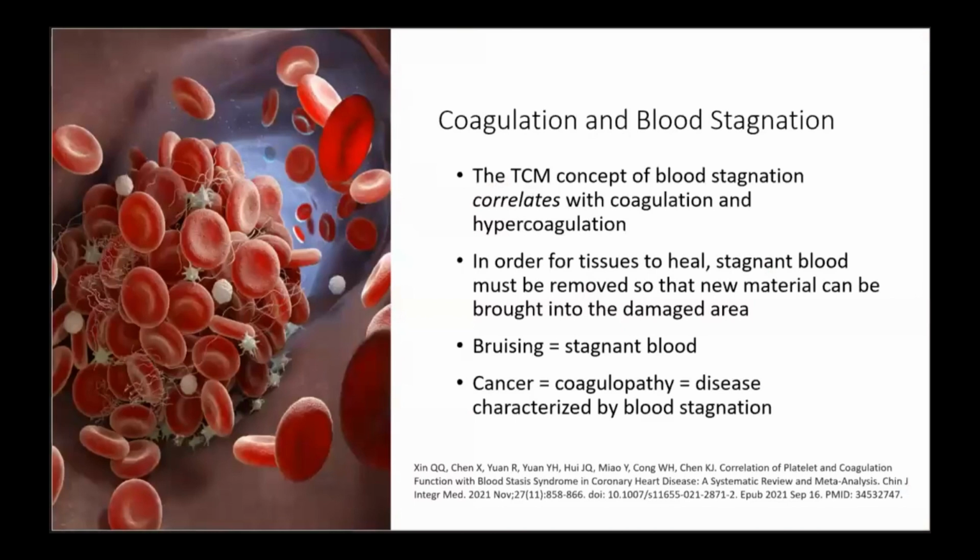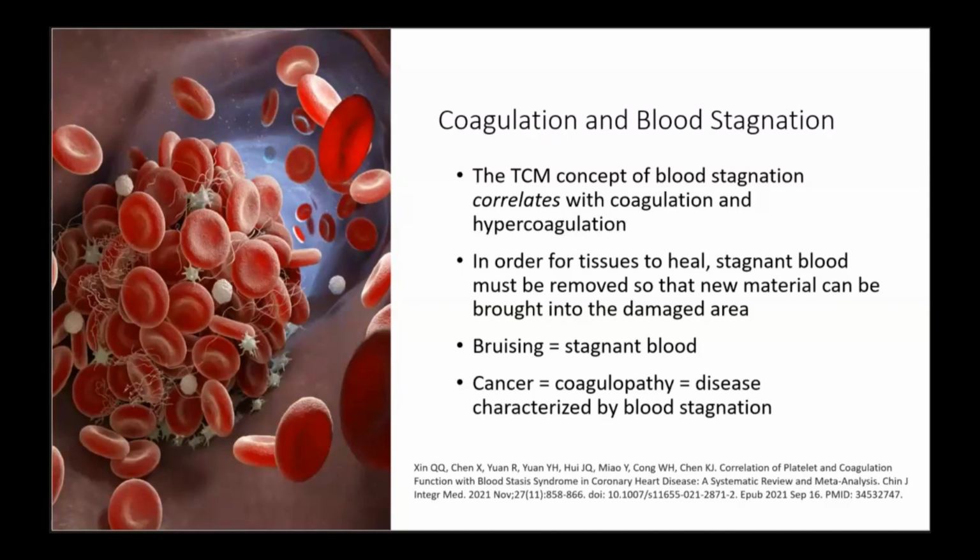All right, the correlation of coagulation and blood stagnation. The TCM concept of blood stagnation correlates with coagulation and hypercoagulation. Hypercoagulation is just coagulation that's happening not normally. It's more coagulation than you need. And coagulation is just that protection from you from bleeding, right? We don't want you to bleed. We want to have the blood be sticky enough that it stays together.